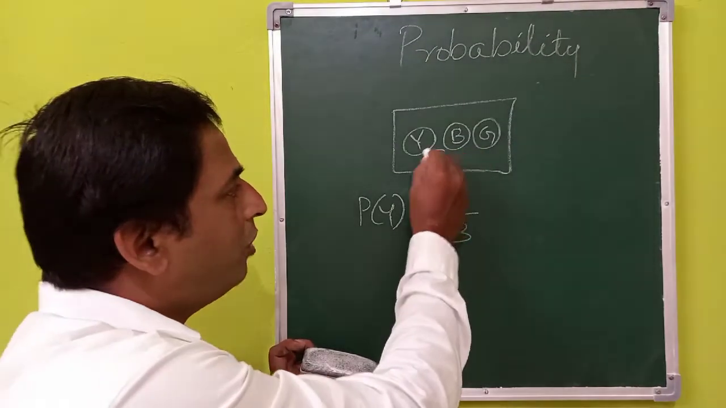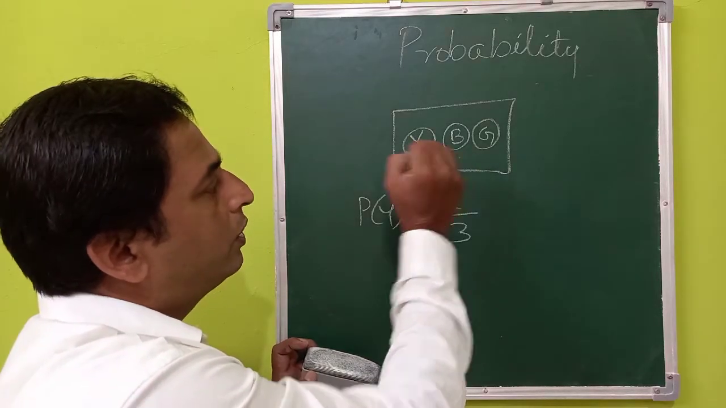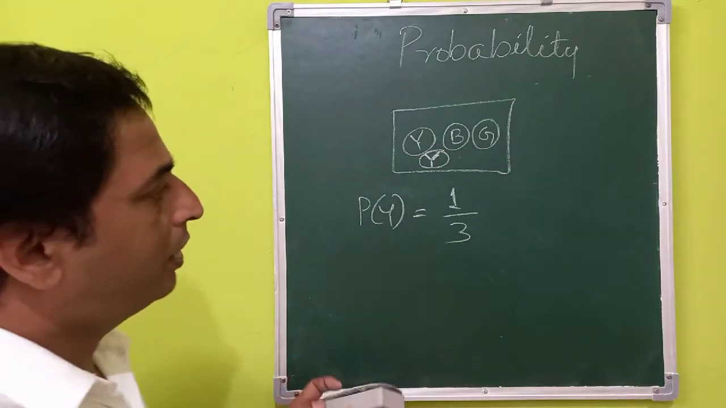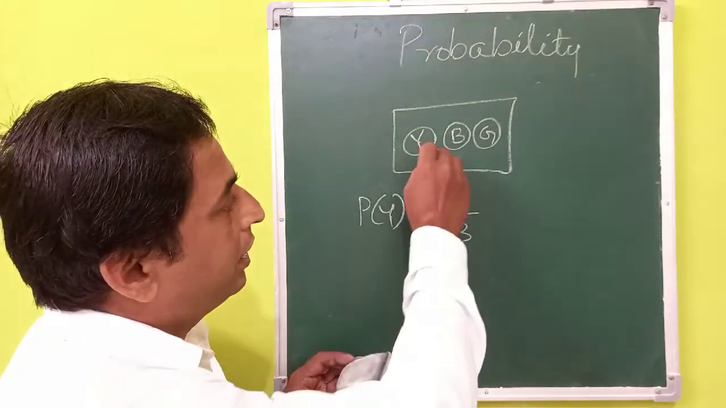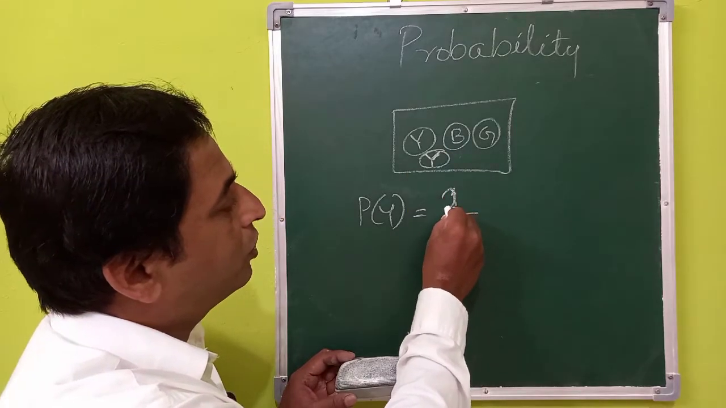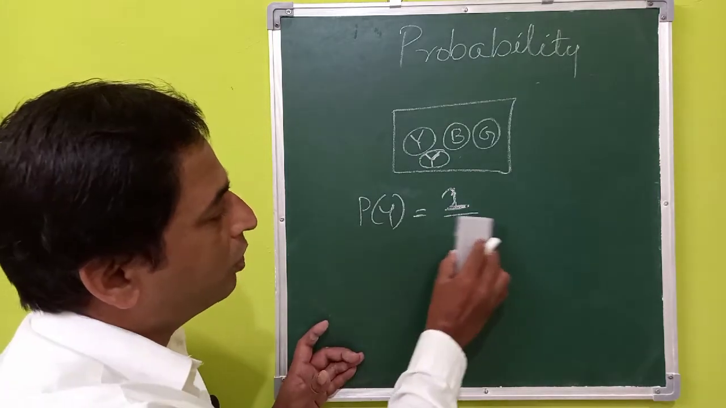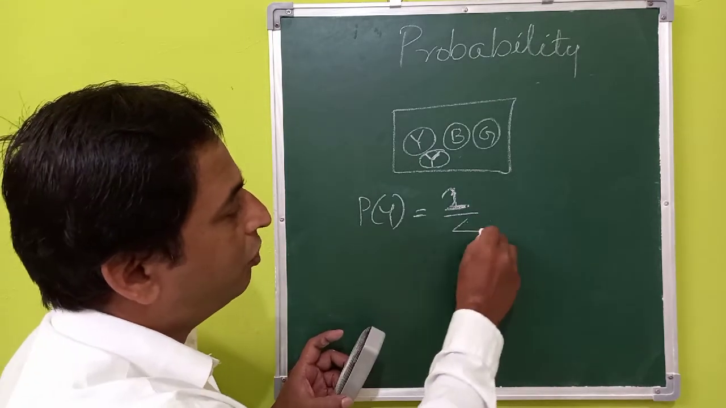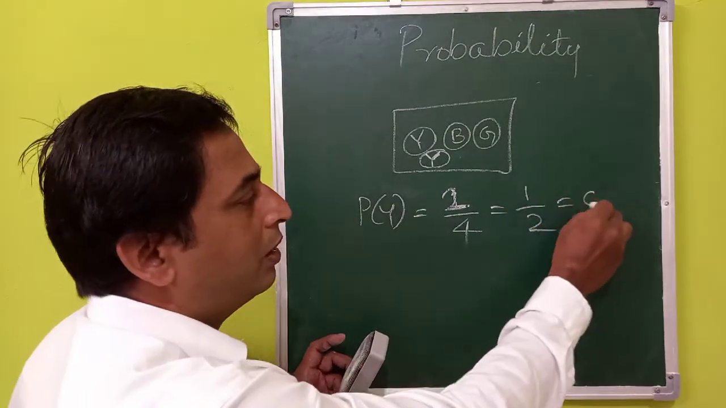So here if we add another ball which is yellow, then what will be the probability of getting a yellow ball? Here the number of favorable outcomes becomes 2, and the total possible outcomes has also changed, it has become 4. So here it can be simplified to 1 by 2, or it can be written as 0.5.